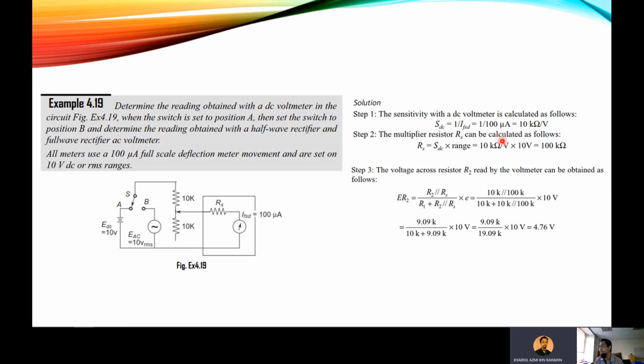The first step, calculate the sensitivity. We get 10 kilo ohm per volt. And then calculate the multiplier resistance RS, and we get 100 kilo ohm. So this is what we get for a DC voltmeter. The voltage across the resistor R2 read by the voltmeter can be obtained as follows. The voltage across R2 is obtained using the principle of the voltage divider that I have shared previously. So we get this value, and the answer is 4.76 volts.